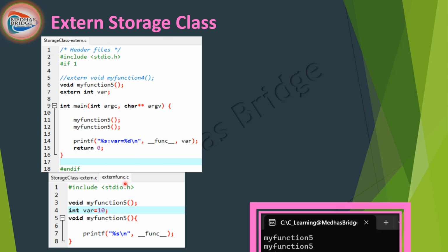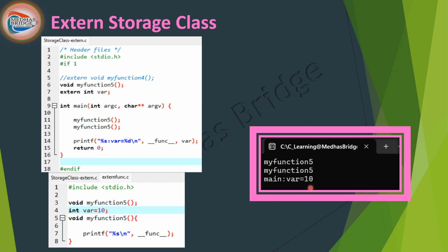Okay, if I compile this code, I get these messages. You see, twice I called my function which I defined in a different file, and that is simply printing a simple message. That's good. But also look at the variable, which got initialized to 10 in extern func dot c. Since I have visibility through the extern keyword, I could see it printed as 10. Got it? So this is what it is.